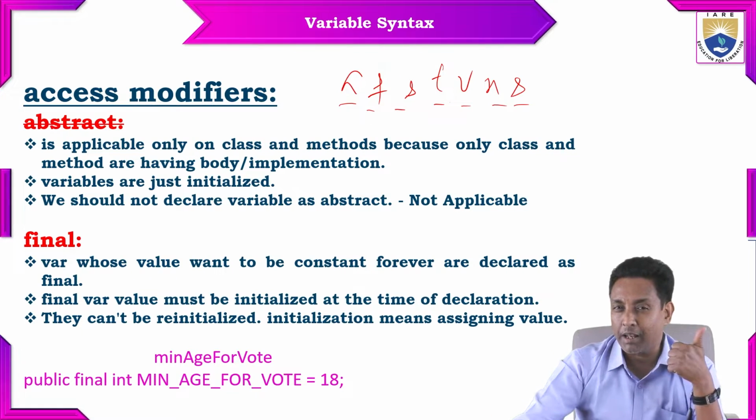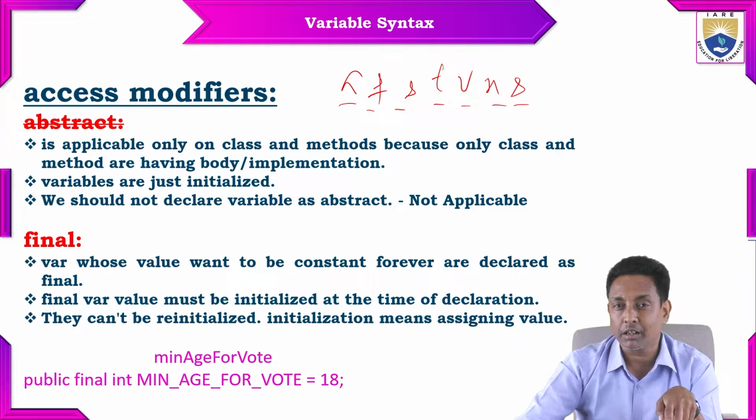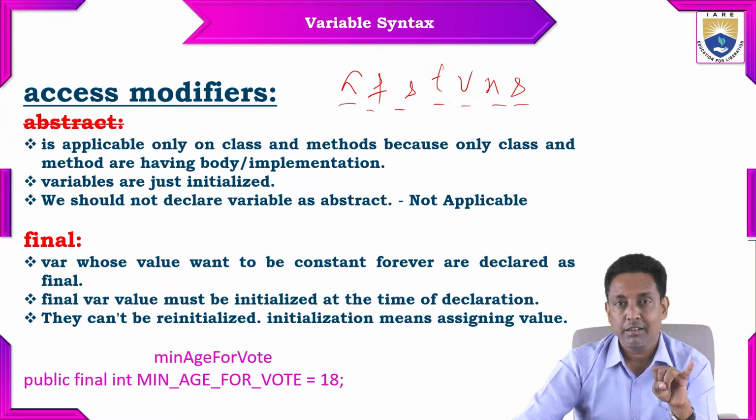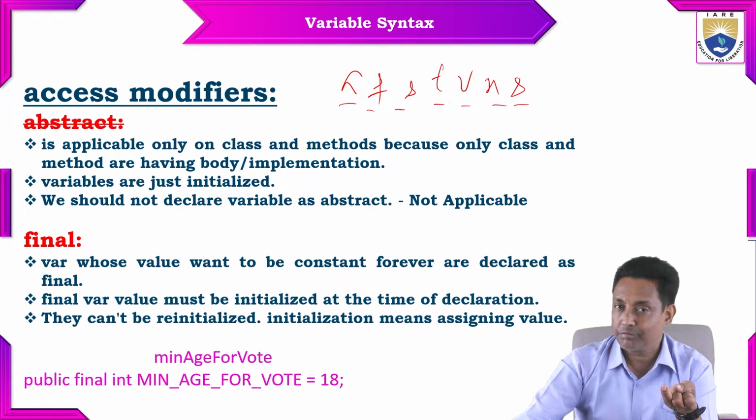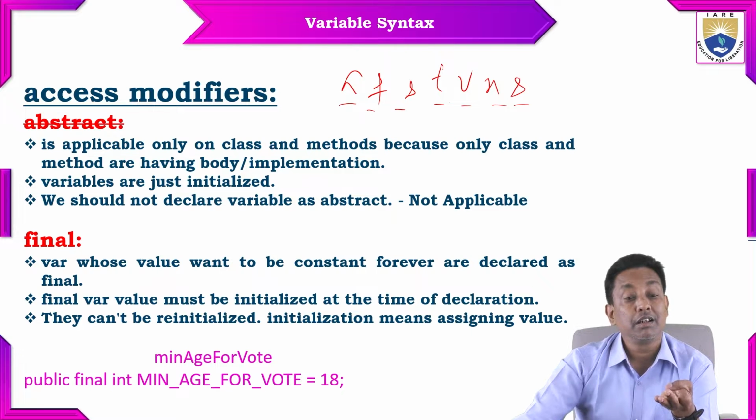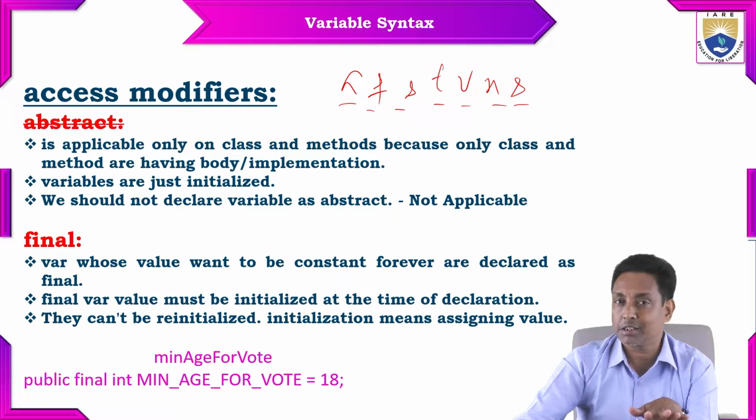On class we can apply only abstract and final. Coming to the variable, we'll try abstract. Can apply or not, we'll see. The next we'll apply final. We'll see the consequence. We'll apply static. We'll see the consequence. Transient and volatile are applicable only on variables, but not on class or method.